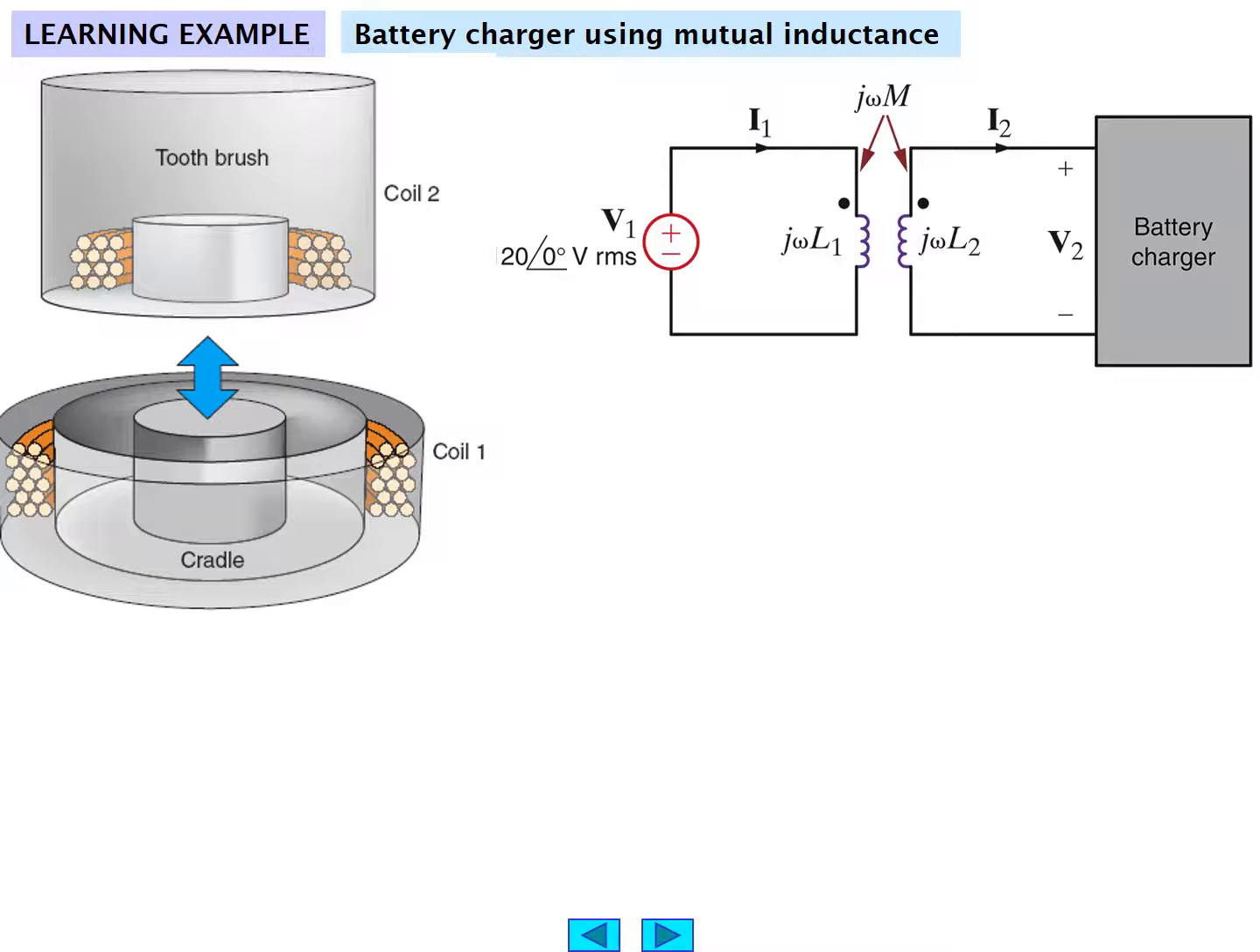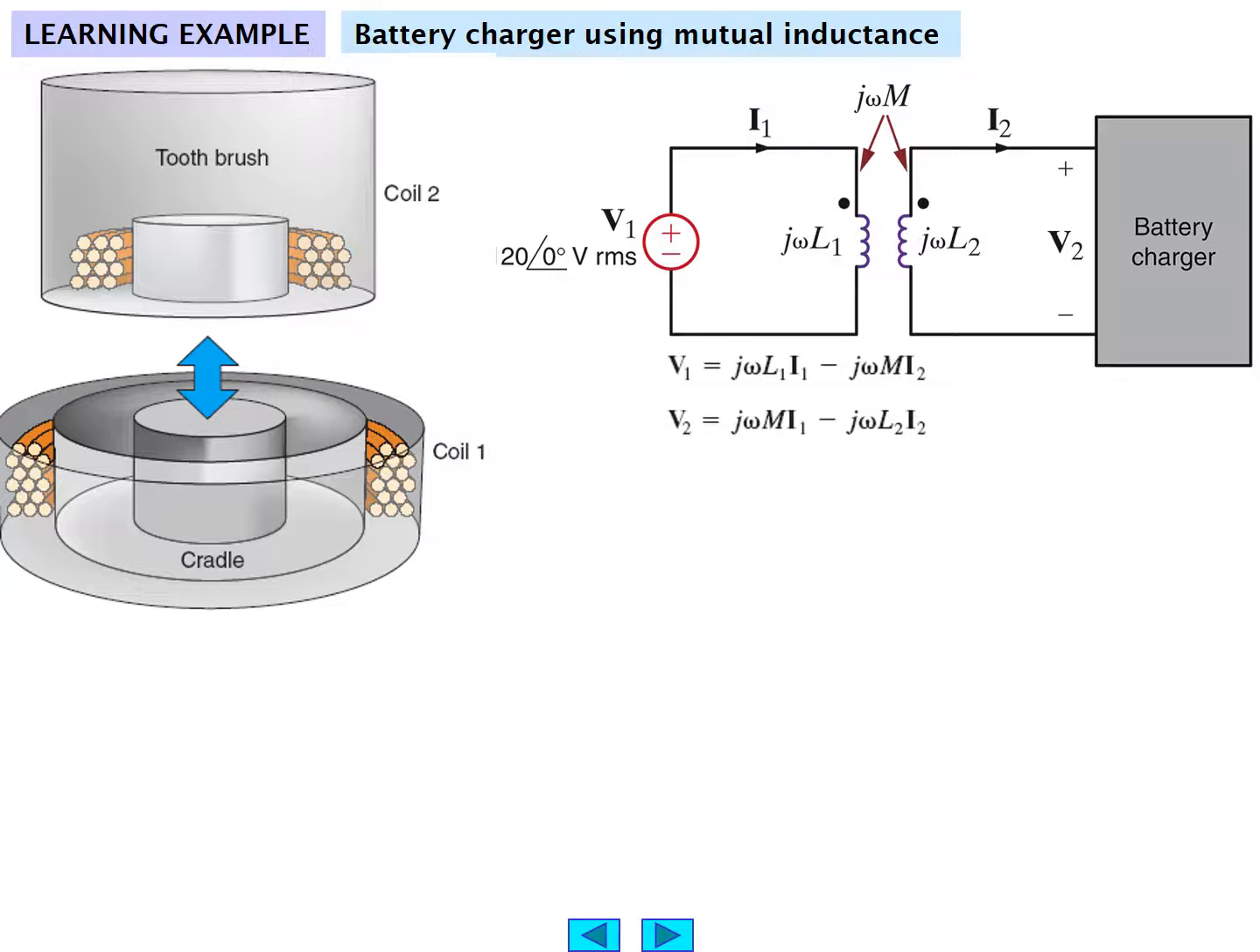So we can have V1s, could be, for example, 20 angle 0 RMS going into an inductor j omega L1, which represents the transformer. j omega M is the mutual inductance, this is what we considered in this chapter, first couple of sections. Secondary transformer j omega L2, current I2, and a battery voltage then, which is going to be V2, a sinusoidal voltage, which will then be converted by the battery charger using rectification, semiconductor diode, for example, into a DC charging voltage for the rechargeable battery.